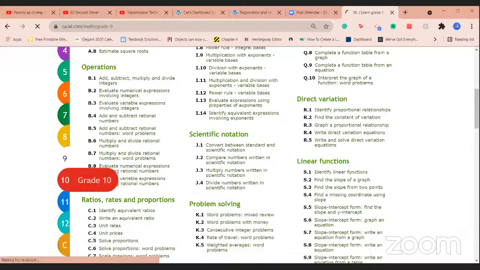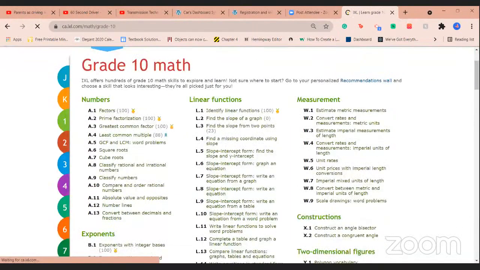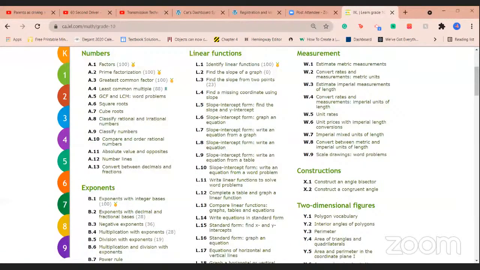Some grade 10 math stuff because I had to make it up to Aisha. So that's fine. I have work today. It's not that big of a deal.